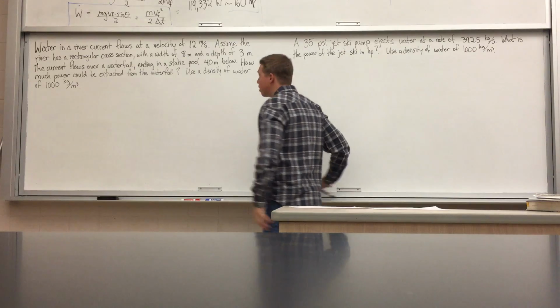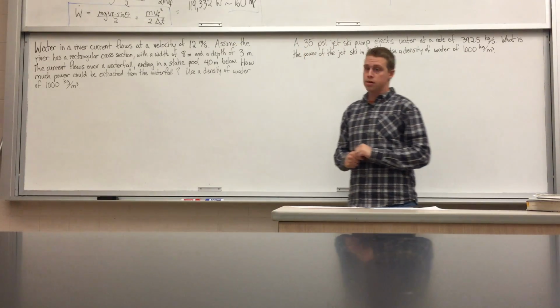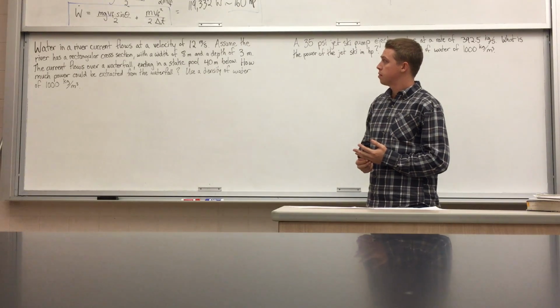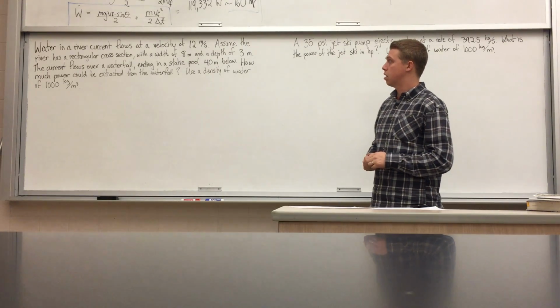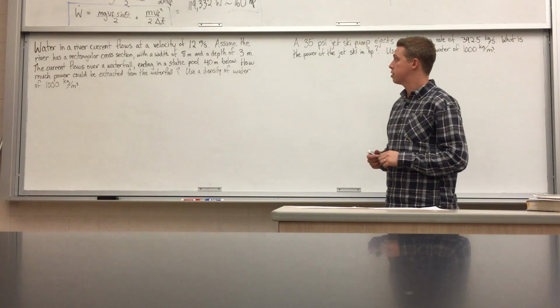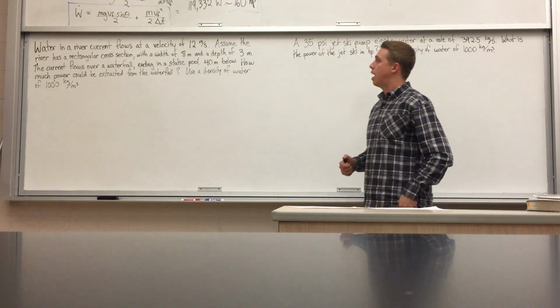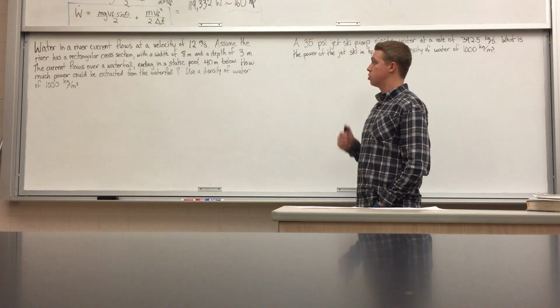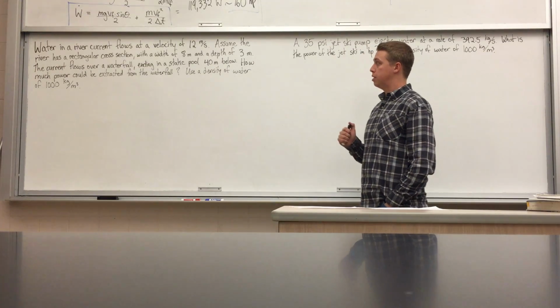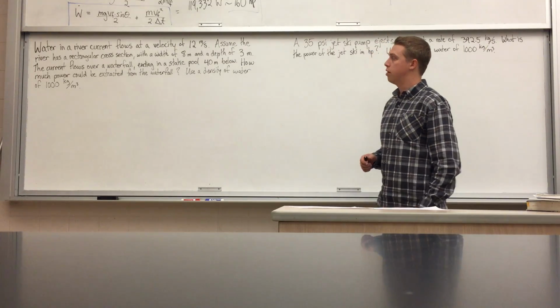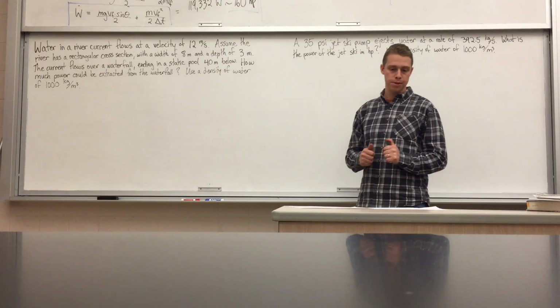We have here, water in a river current flows at a velocity of 12 meters per second. Assume the river has a rectangular cross-section with a width of 8 meters and a depth of 3 meters. The current flows over a waterfall, ending in a static pool 40 meters below. How much power could be extracted from the waterfall? Use a density of water of 1,000 kilograms per meter cubed.